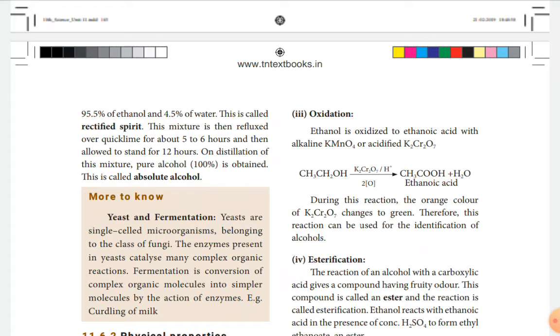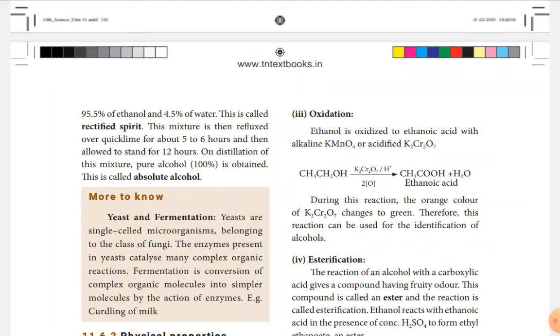So ethanol CH3CH2OH, that is the formula of ethanol, in presence of potassium dichromate, K2Cr2O7, H plus, that is acidified. When acidified means that the H plus ions or H3O plus ions are going to be there. So that is called acidified. Suppose potassium permanganate, that is going to be alkaline, OH minus will be there. Then oxidation takes place.